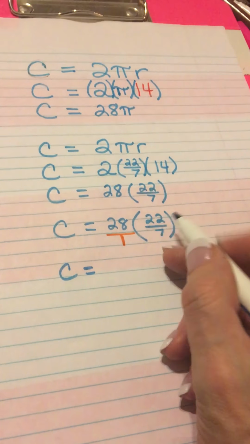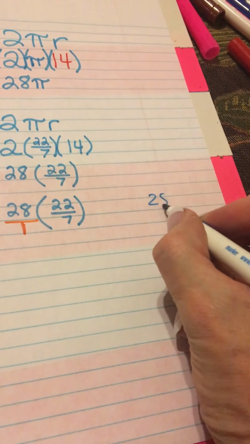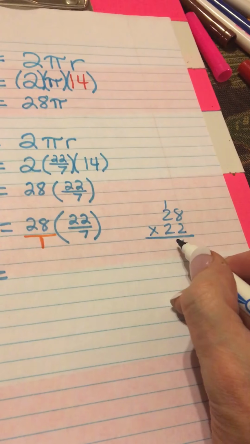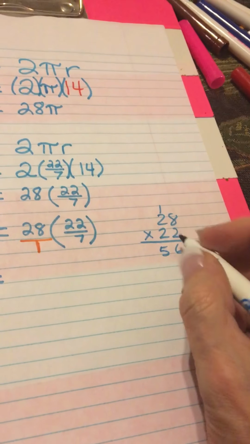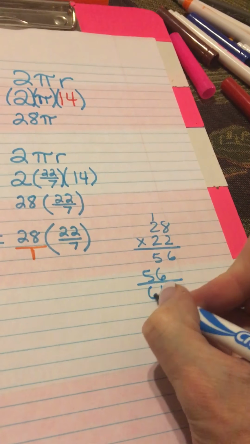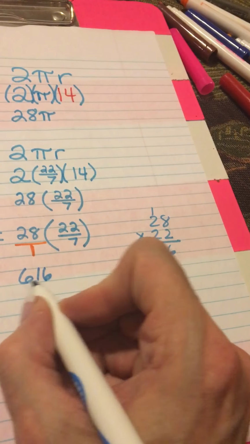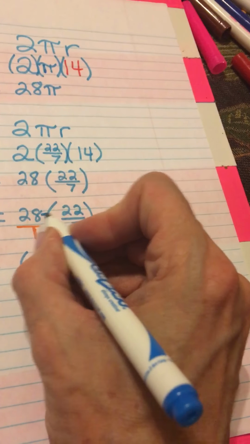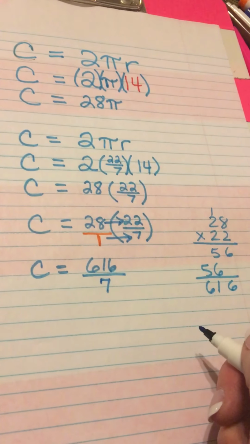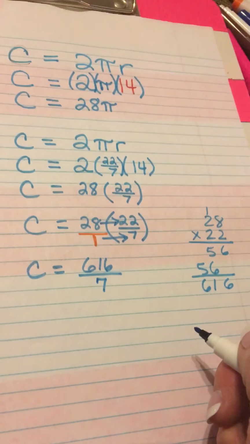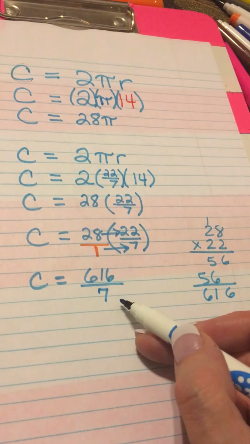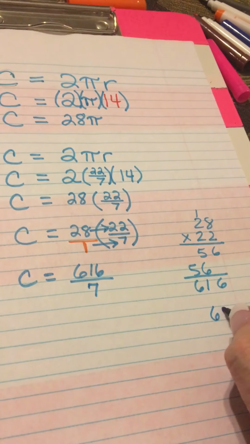Multiply across the top. So go to a calculator. 28 times 22. But do yours on a calculator, please. 616. Now multiply across the bottom. So you multiply across the top and you multiply across the bottom. 1 times 7 is 7. Now it says write it as a fraction in lowest terms. So we're going to have to get a calculator and see if 616 will divide by 7 or not. If you can reduce that or not.